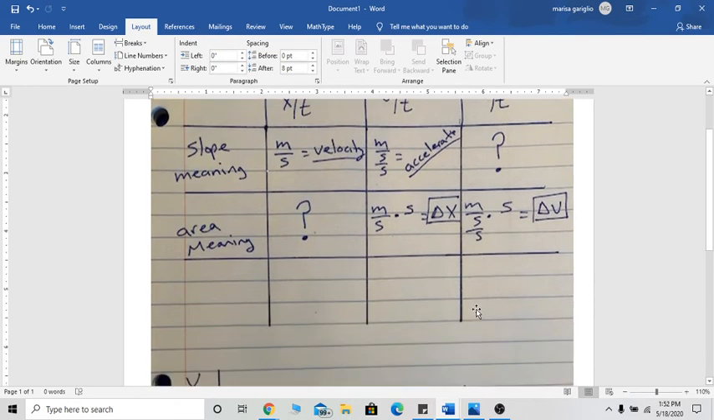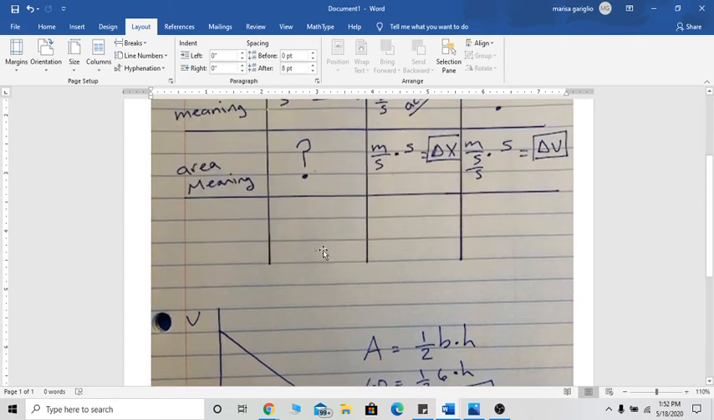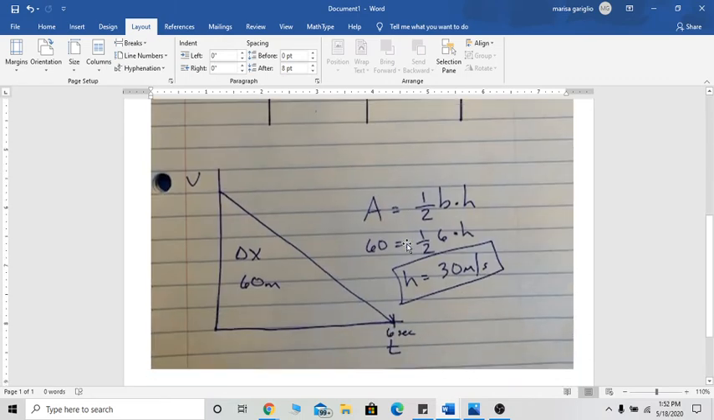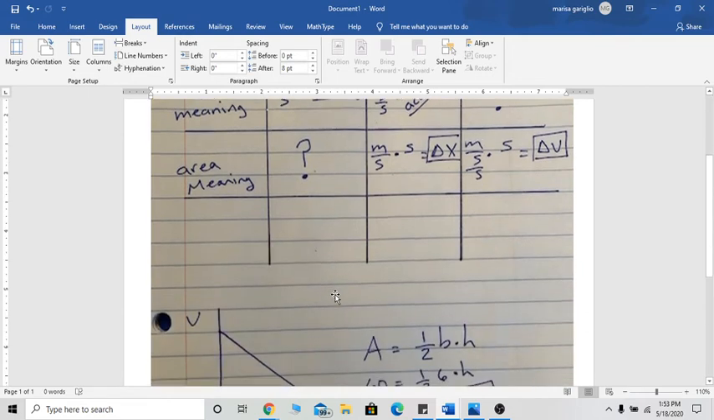So an example of this, here we have a graph, velocity, time. Okay, here we have the slope. We know the slope of a VT graph means acceleration. The area, this is a right triangle. So area equals half the base times the height. Area underneath this is our change in position. So we can move backwards to this graph.